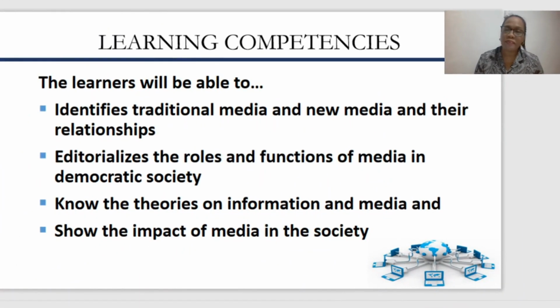What are the expectations after this presentation? You are expected to identify traditional media and new media and their relationships, editorialize the roles and functions of media in democratic society, know the theories on information and media, and show the impact of media in the society.